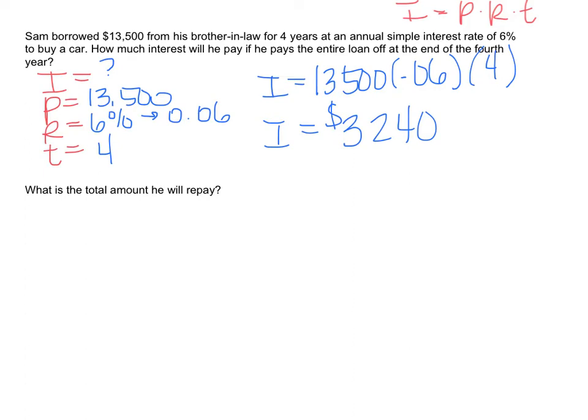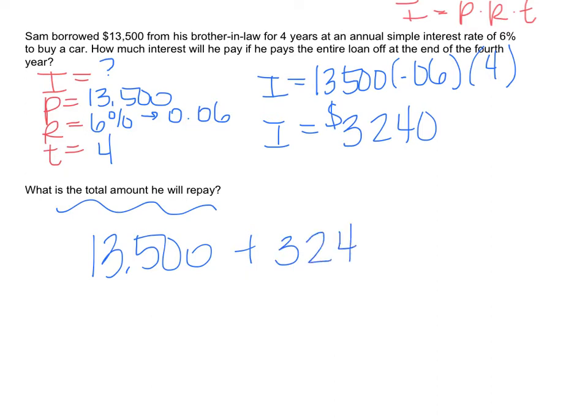So the second question is, what is the total amount he will have to repay? Well, he has to pay the $13,500. And he also has to pay that interest, which we just found is 3,240. So we have to add those two together. So this is the total amount. When you add these together, you get $16,740, which is actually pretty cheap for a car.